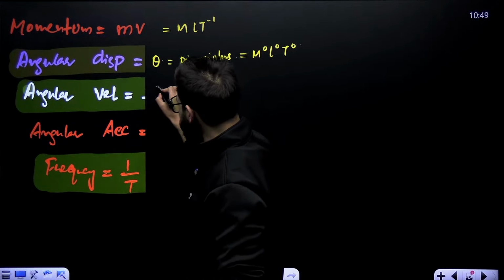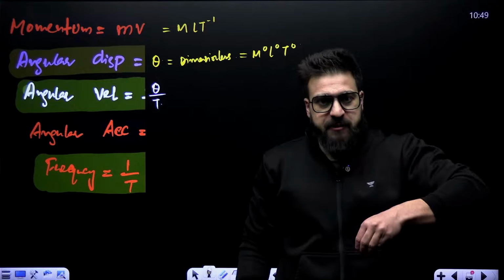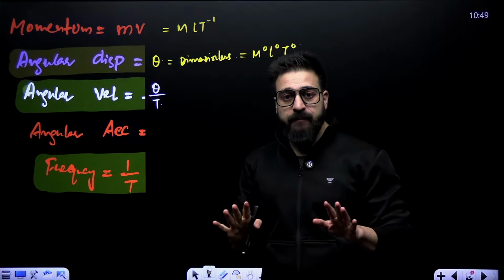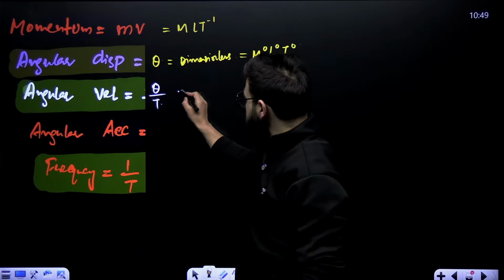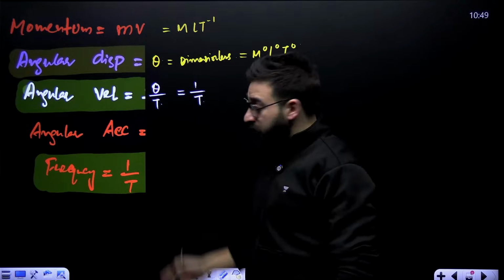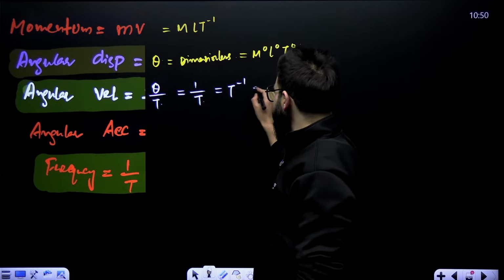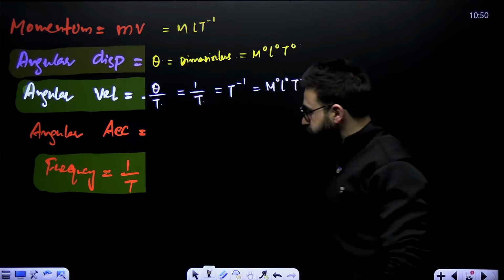Angular velocity. Angular velocity is angular displacement upon time. Like we say, velocity is displacement upon time. Similarly, angular velocity is angular displacement upon time. And in this particular case, theta is dimensionless, so it is 1 upon T. Take this T in the numerator, it will become T raised to power minus 1. So some people also write it like this, M⁰L⁰T⁻¹.